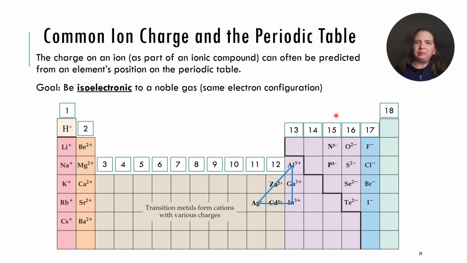Moving over to the nonmetals, these elements are closer to the noble gas by gaining electrons. Elements in group 17, the halogens, are 1 electron away from noble gas electron configuration. So they tend to gain 1 electron to form 1- ions. Elements in group 16 tend to gain 2 electrons, forming 2- ions, while elements in group 15 tend to gain 3 electrons, forming 3- ions.